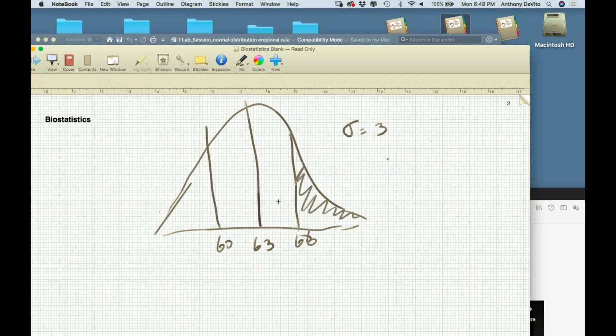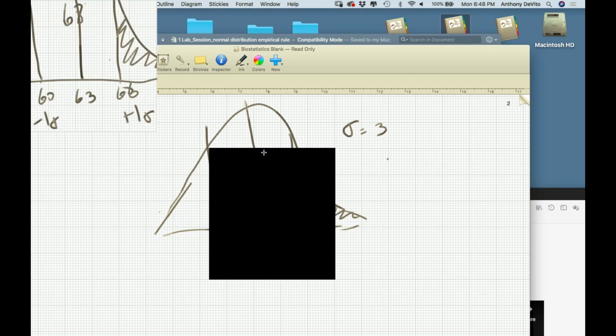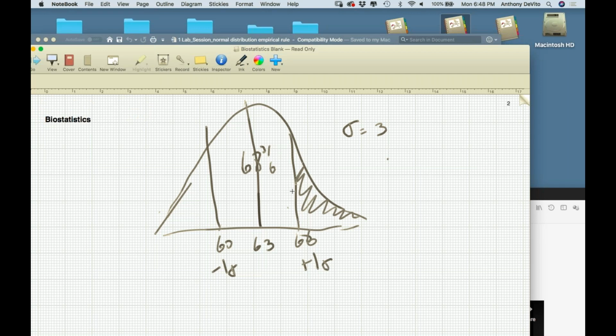Right? So I know that between 60 and 66 inches, one standard deviation below and one standard deviation above, is 68% of the population. Okay, so now I could say to myself, well, that's 68% of the population. That leaves 32% of the population unaccounted for. And that's this area here and this area here, the one that we're interested in.